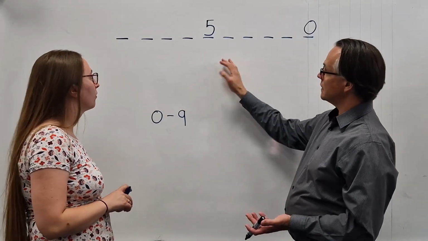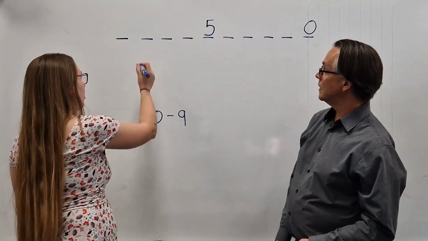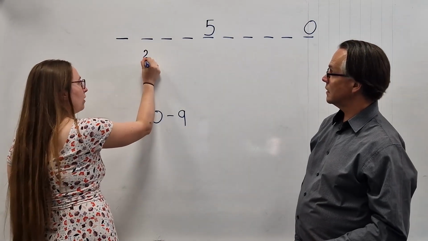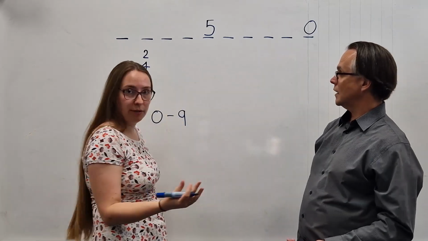We know some things, like we know that the second digit has to be even. If you want to put some structure into it, it's got to be 2, 4, 6 or 8. It can't be 0 because we've already used 0.